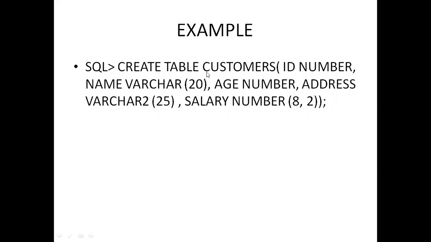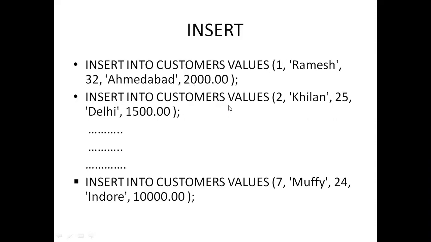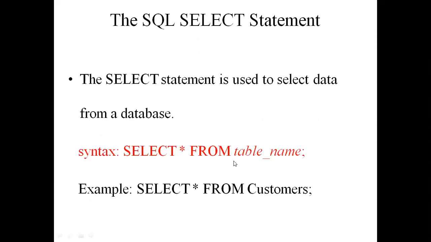Here I have created a table called customers with these columns: ID, name, age, address and salary. Next, I have inserted some values into the table, that is, some rows like 1, Ramesh, 32, Ahmedabad and 2000 rupees salary. In this way, assume that I have inserted 7 records, or 7 rows, into the table, right?